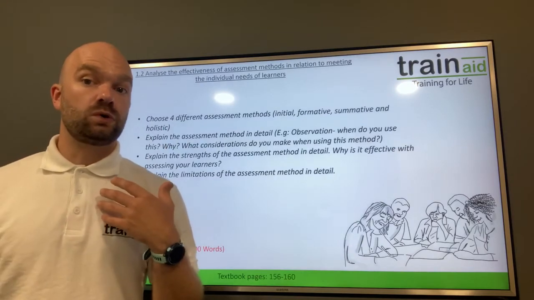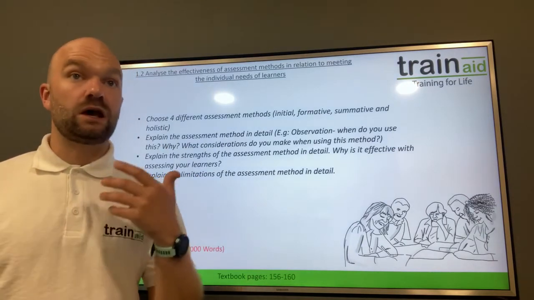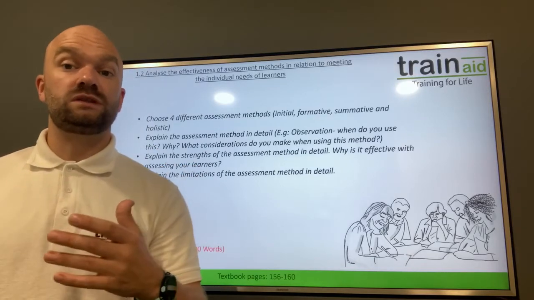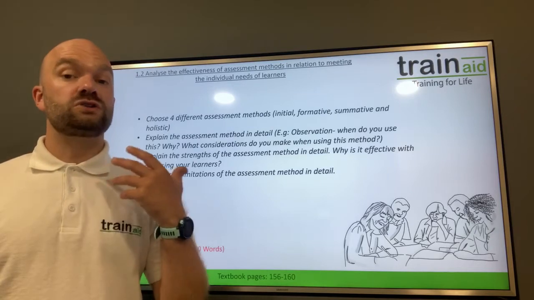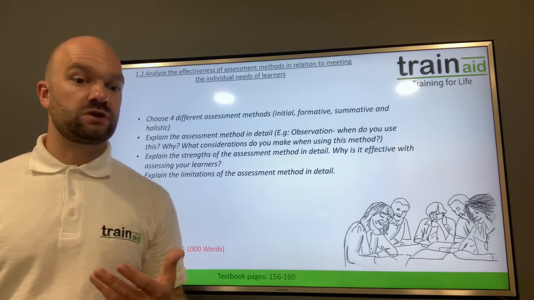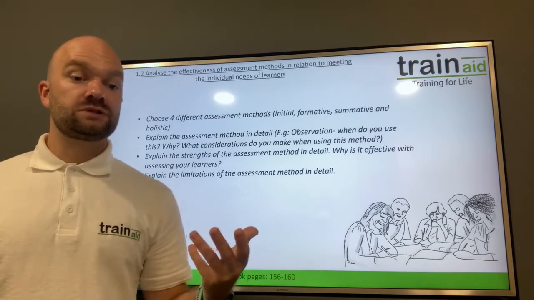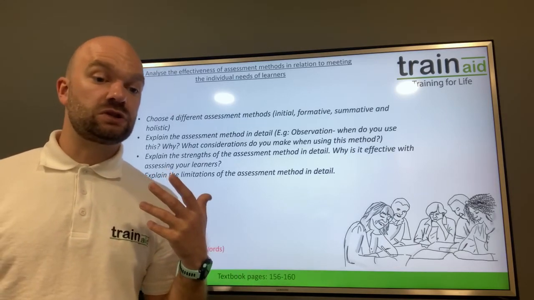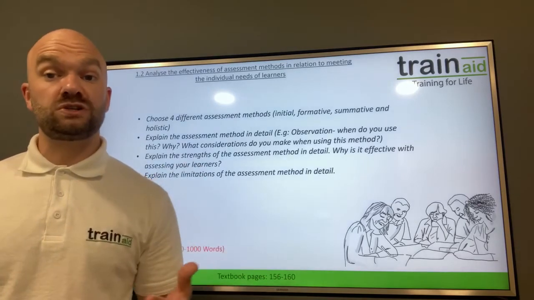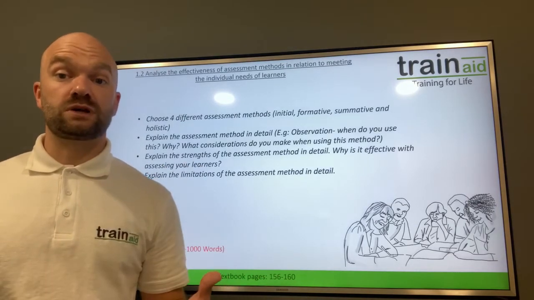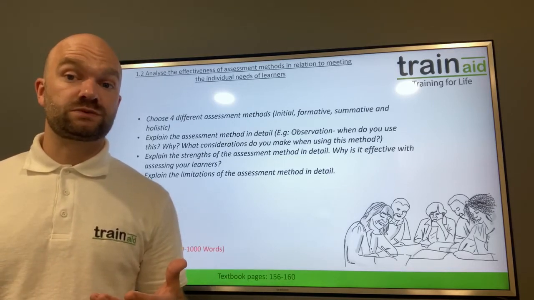All of the administration, everything that goes in leading up to the assessment. How do you prepare learners for that assessment? What are the strengths of the assessment? So why is it effective? And also perhaps the drawbacks or the limitations of that assessment. So for example, observations, learners could perhaps get nerves about this assessment method.